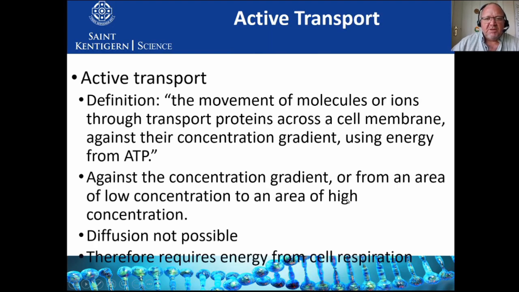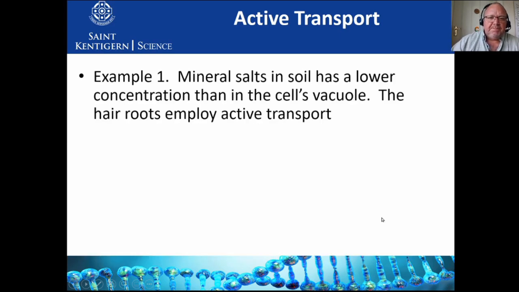Okay, so active transport is the movement of molecules or ions through a transport protein across a cell membrane against their concentration gradient using energy from ATP. It's when diffusion is not possible and it always requires energy. Okay, let's look at some examples.